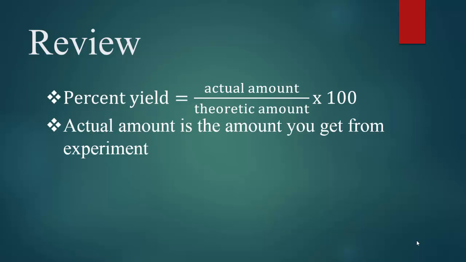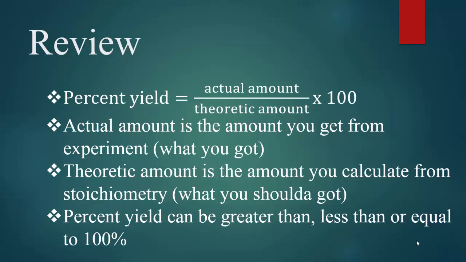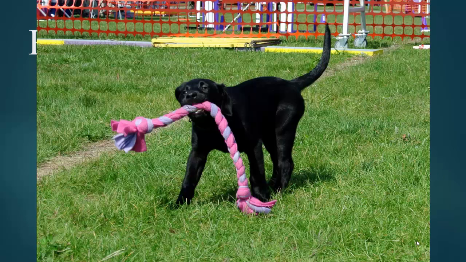So to review, the percent yield is the actual amount divided by the theoretic amount times 100. The actual amount is the amount you get from the experiment, what you got. The theoretic amount is the amount you calculate from stoichiometry, what you should have got. The percent yield can be greater than, less than, or equal to 100%. So that finishes up the section on stoichiometry.